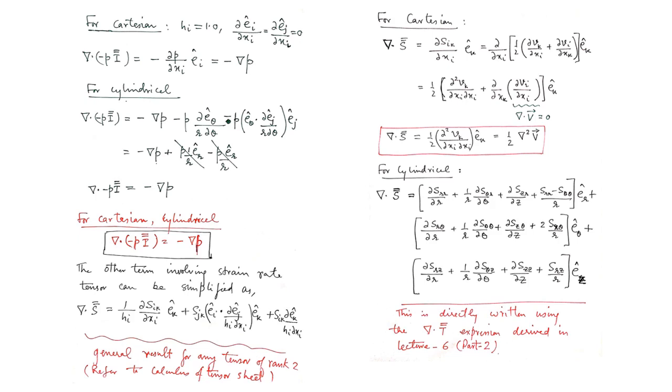So this is the last stage of simplification of this del dot minus p identity tensor. It means the divergence of the isotropic part comes out as minus grad p, minus gradient of pressure. Now moving on to the other term involving the strain rate tensor.